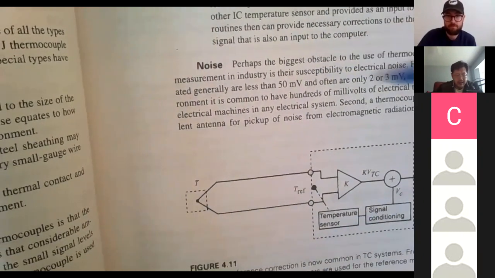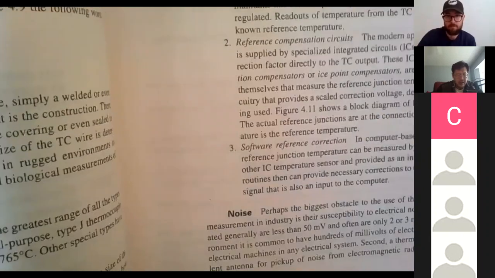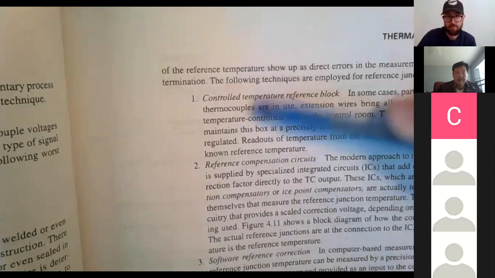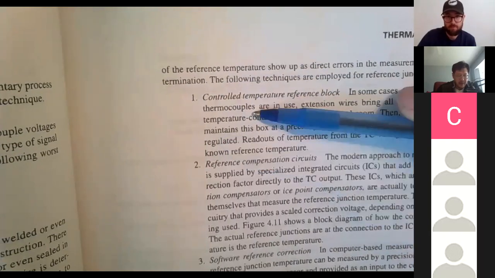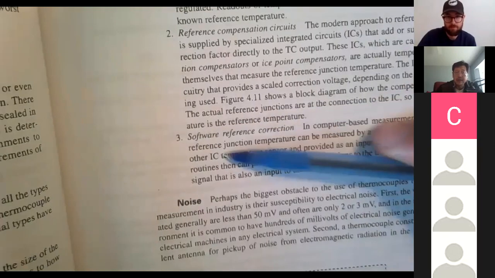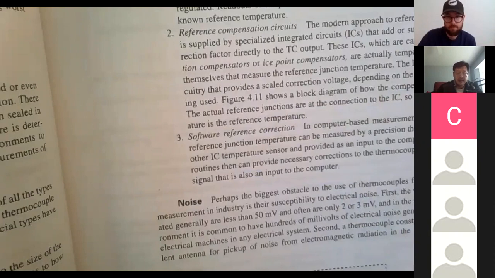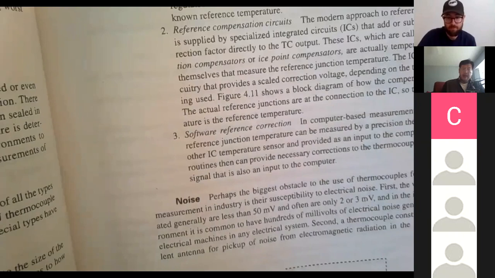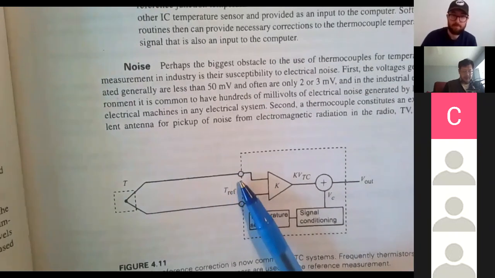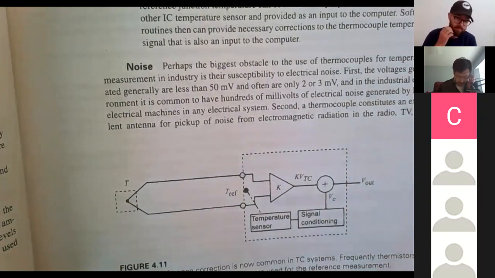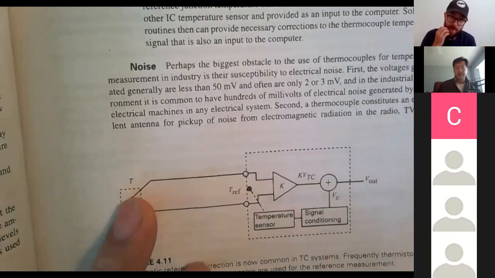Of course, you can control the environment, or keep your room temperature constant, or you have actual circuits, or you have your computer do it for you. Anyway, there are many different ways. Just be aware of this problem. It's called the reference point. You will have to keep your reference point stable. If your reference point is unstable, of course your measured temperature will be floating.